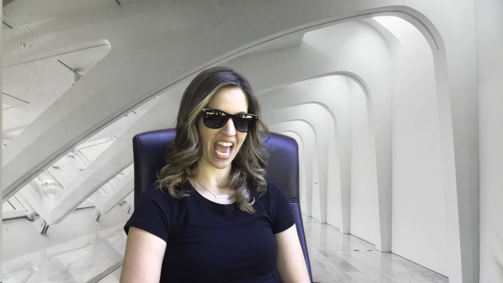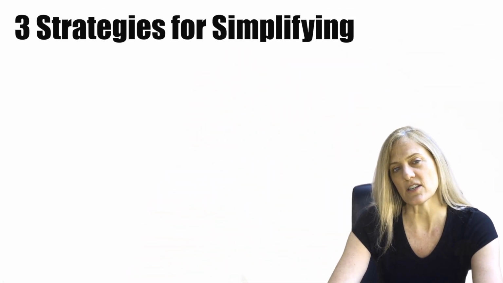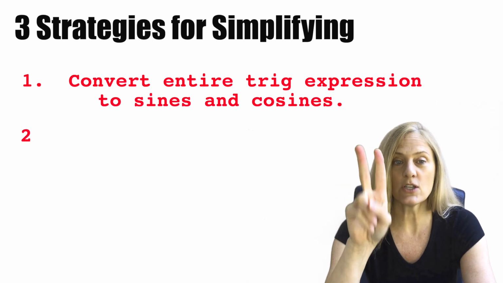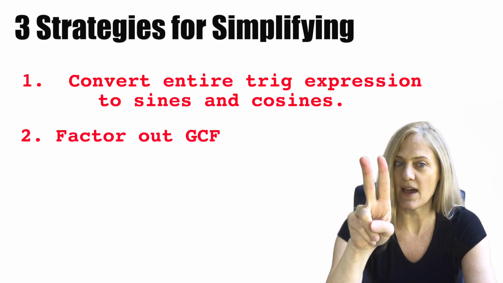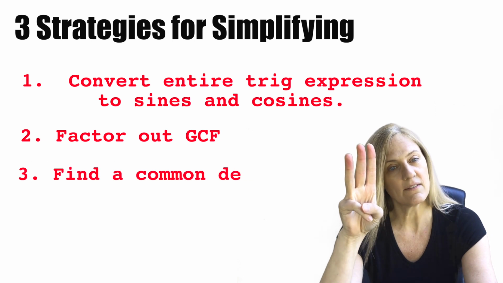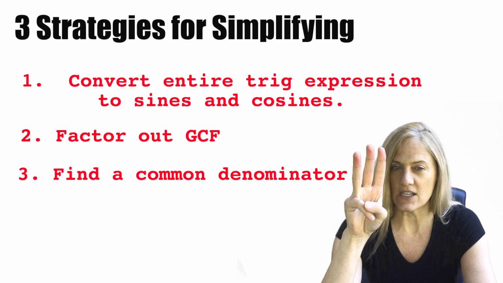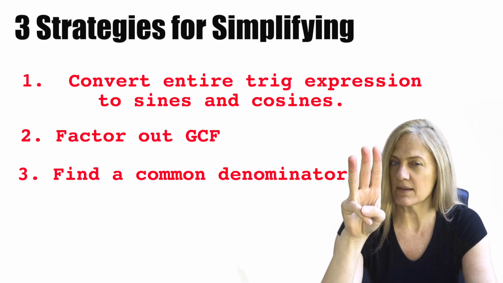Okay, let's go ahead and get to our recap. Recap it is. All right, H&M. We started with unmasking the trig expression. We had three main strategies. 1, convert everything to sines and cosines. 2, factor out a GCF. And 3, find a common denominator. With these three strategies, we were able to unmask the alien. Those were our three strategies, Agent R.